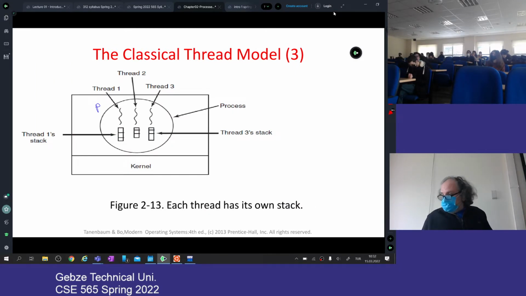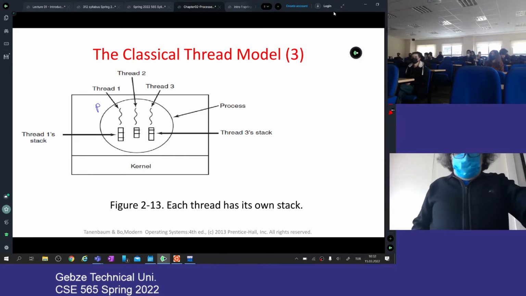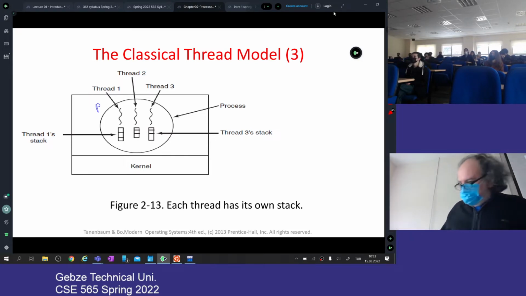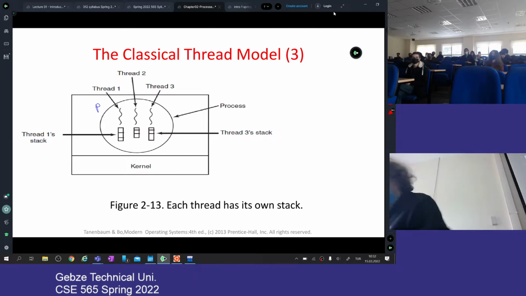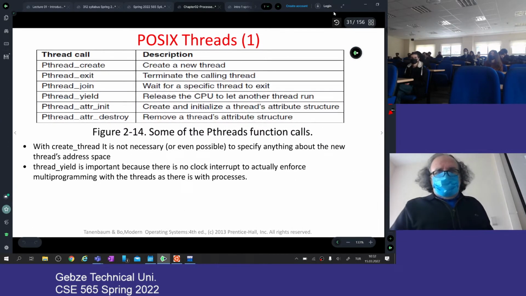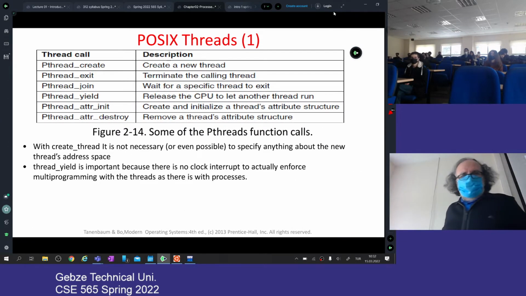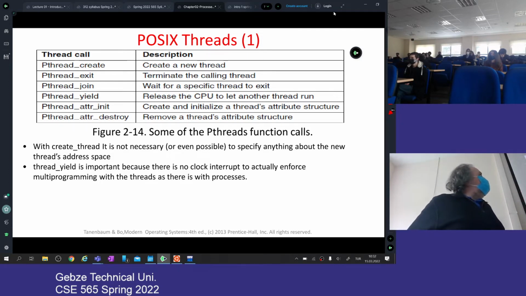Okay, everybody. So last time I think we stopped at this point. We said that these are some of the functions from the POSIX thread library.